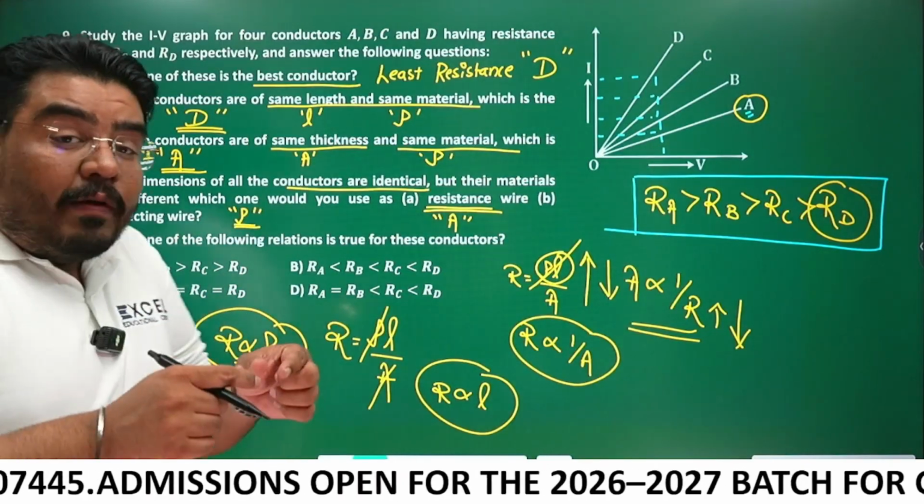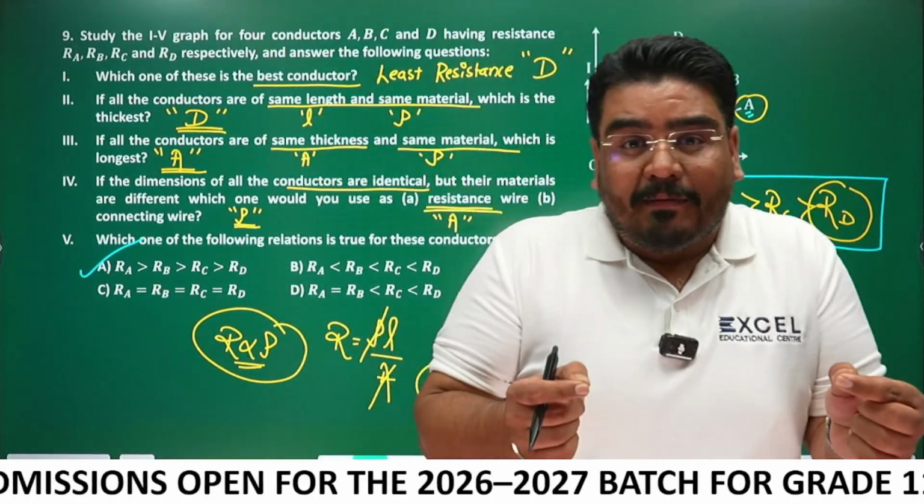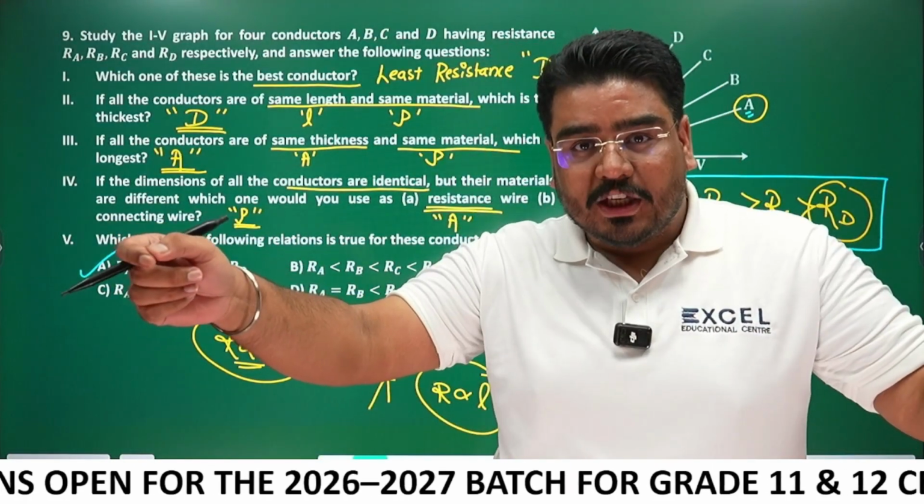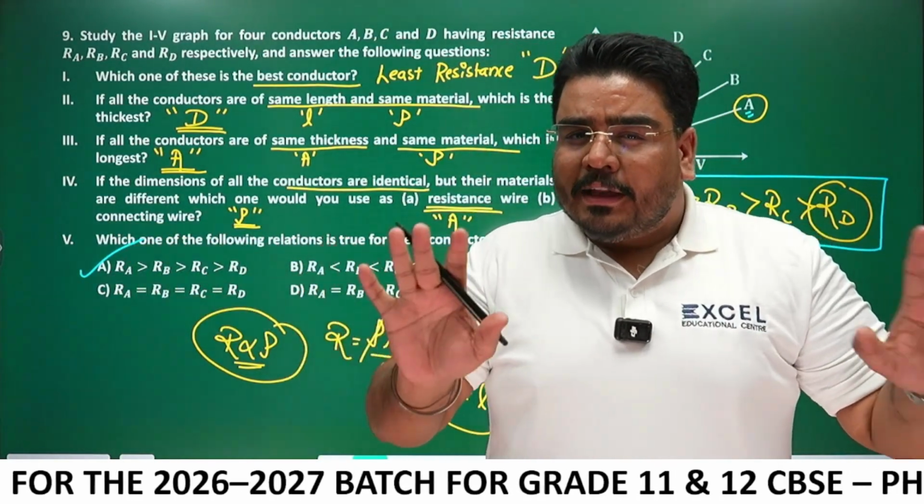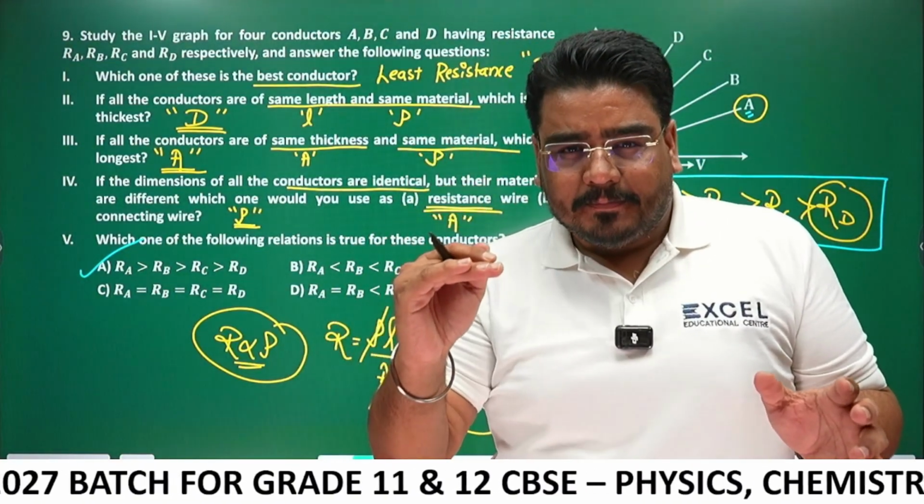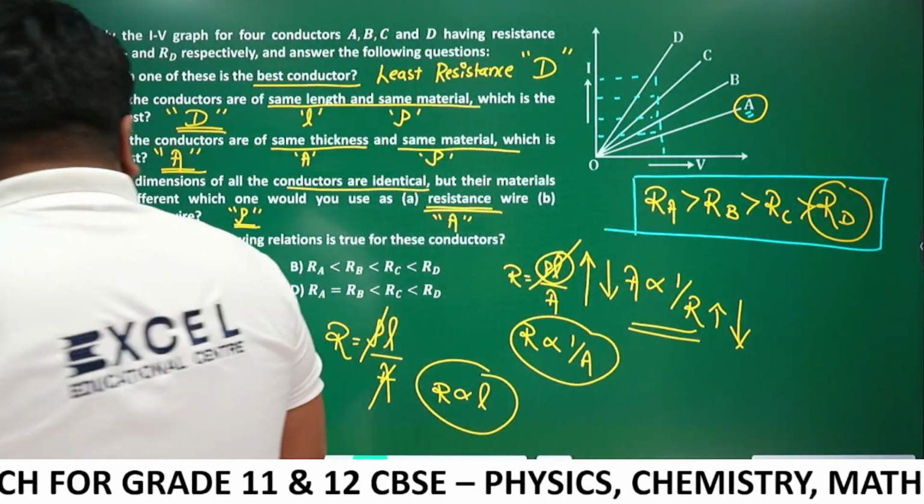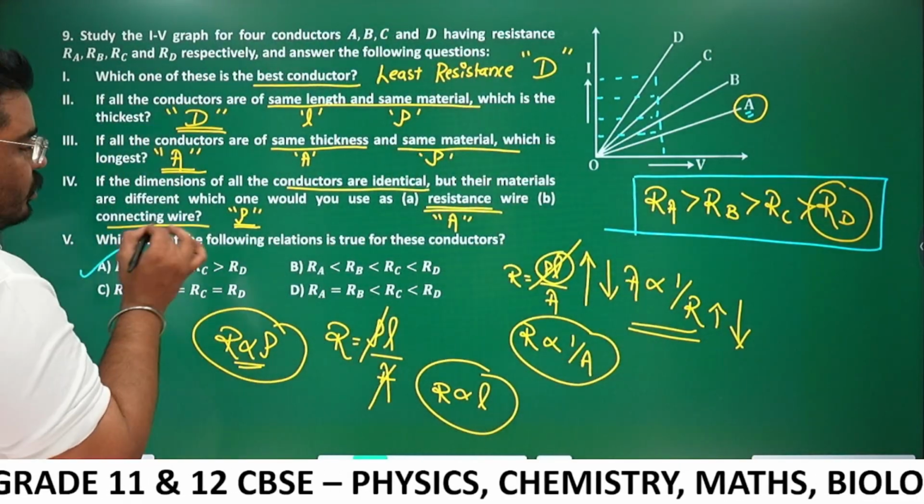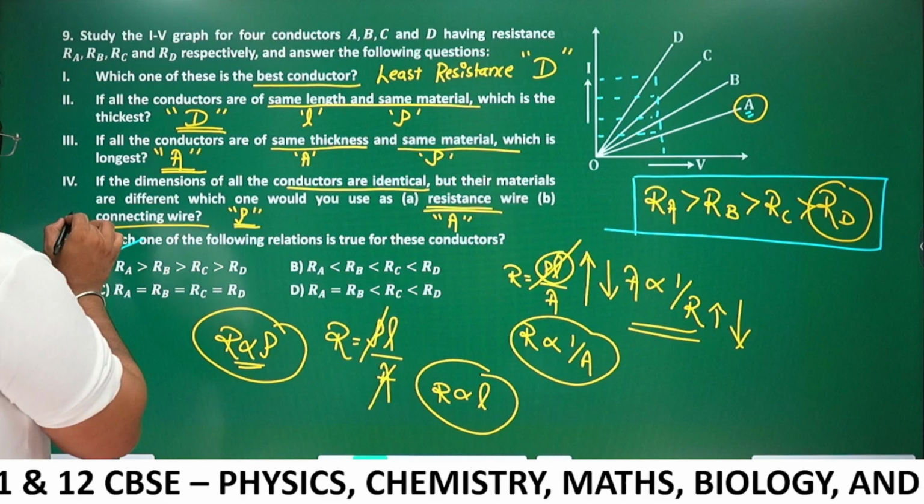And sir, what about the second one? Connecting wire. Now, when you want to use something as a connecting wire to connect multiple appliances with each other, you want that they should not use much energy. Their resistance should be least. So please remember, for the B, I should use the one with the least resistance, which is your D wire.